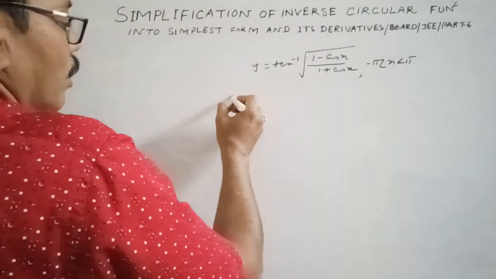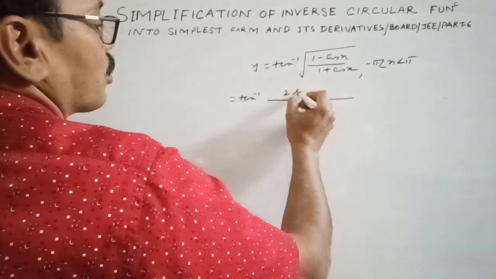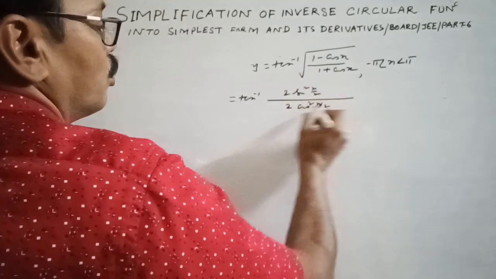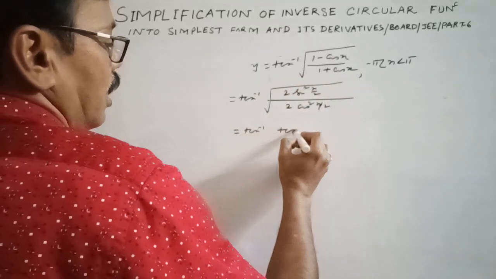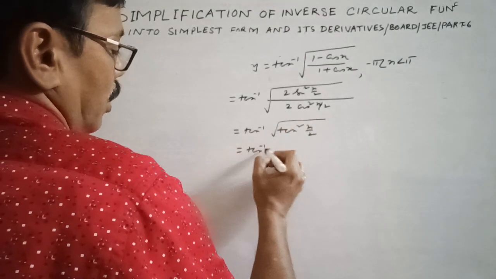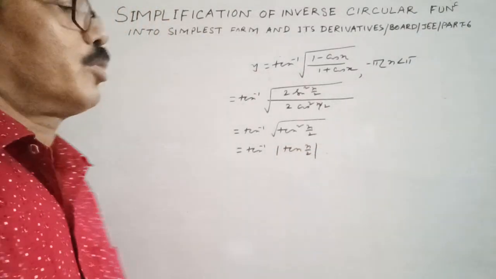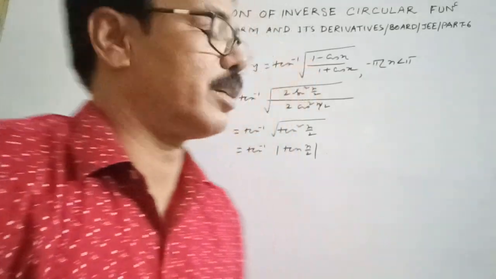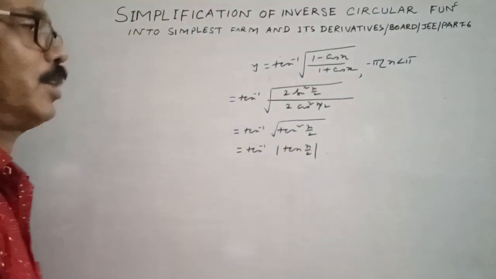Now this one is tan inverse 1 minus cos x, 2 sin square x by 2, 2 cos square x by 2, total. So tan inverse tan square x by 2, total. So tan inverse mod tan x by 2. So if no restriction is given, we suppose it is in first quadrant, then mod tan x by 2 equals to tan x by 2, and this is x by 2.